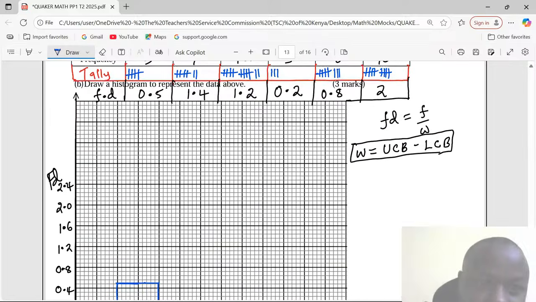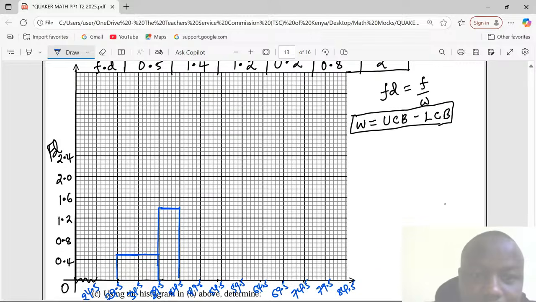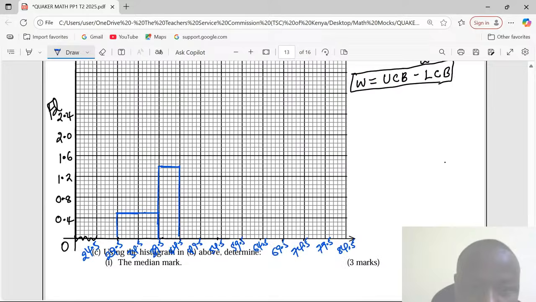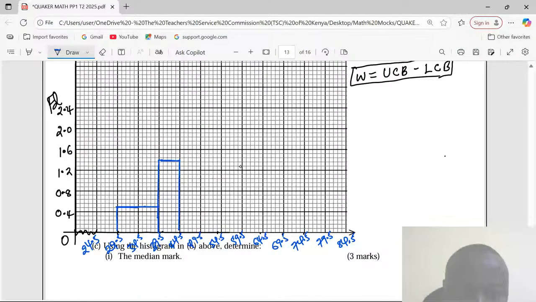Then the other one starts from 39.5 all the way to 44.5, and the height is 1.4. 1.4 is exactly between 1.2 and 1.6, so exactly at the mid there we have the height. Then we talk about 44.5 to 54.5, and the height is 1.2. That way.